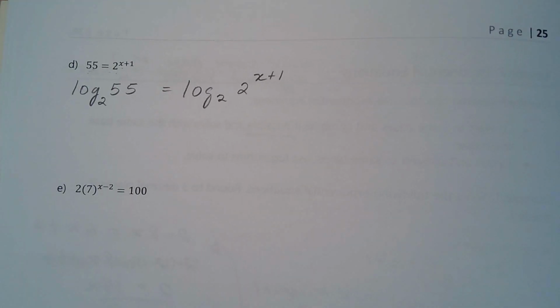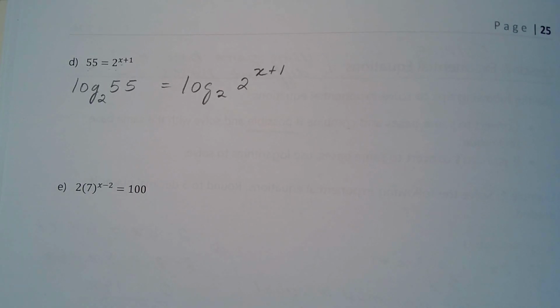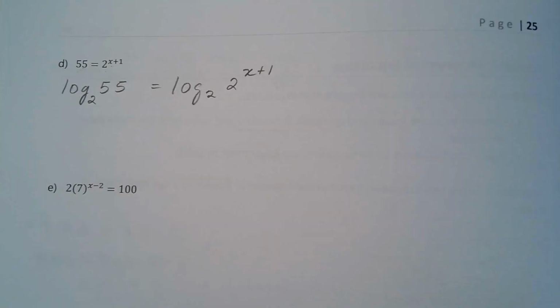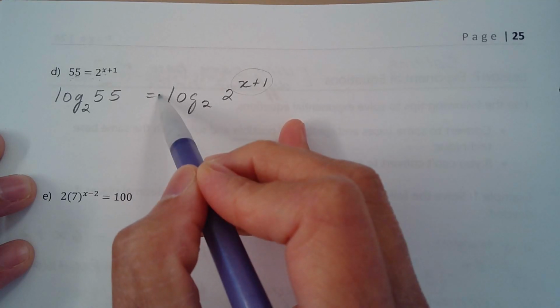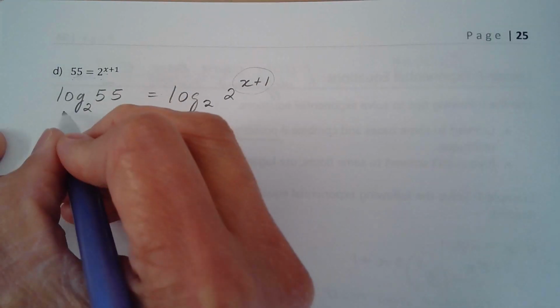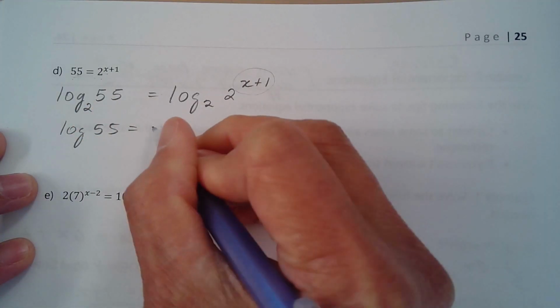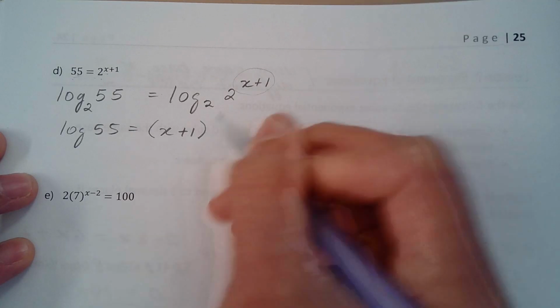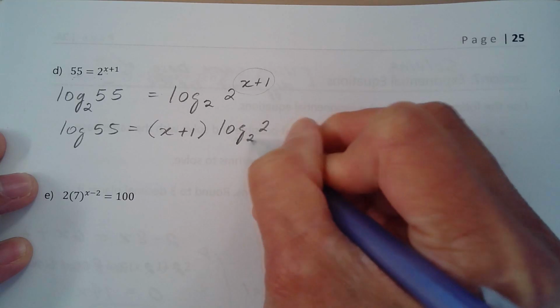So log 55 base 2 equals log of 2 to the x plus 1. Okay, so how can we apply some logarithm here? We can put this at the front, right? Power to a power. So it becomes log of 55 equals x plus 1 times log 2 base 2.